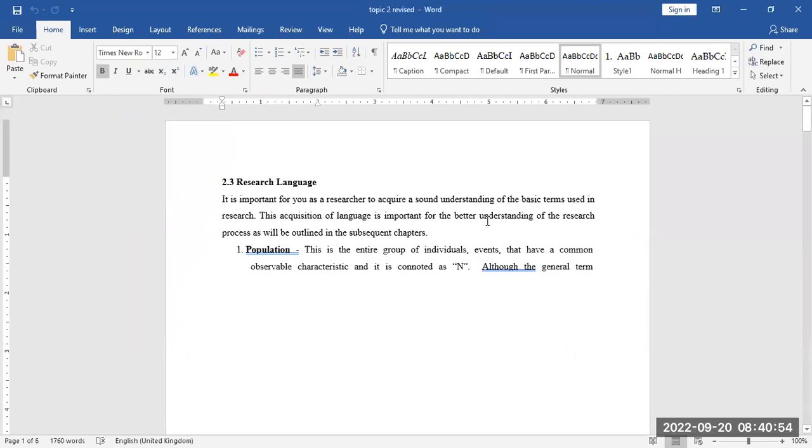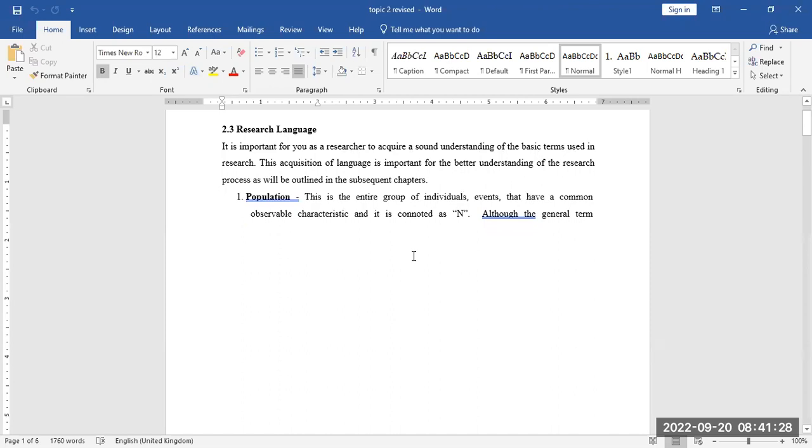And it is important for you as a researcher to acquire a sound understanding of these basic terms used in research. This acquisition of language is very important for the better understanding of the research process, as it will be outlined in the subsequent chapters. Today we are learning about terms. There are 33 terms. I may not be able to go through all of them, but if time allows, I'll go through all of them.